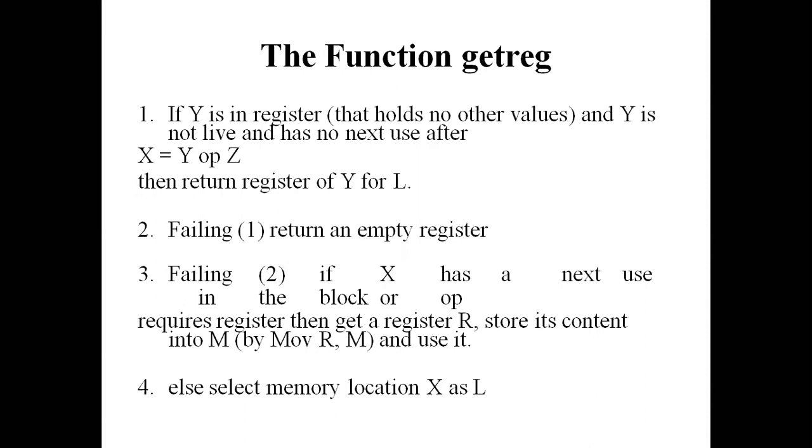M is then the memory location, right? If you use M, then automatically the added cost of that M is 1. So you need to use it, and else you need to select the memory location X as L. And these are the steps we need to follow when we are implementing the get register function.